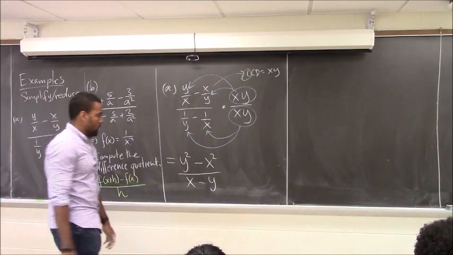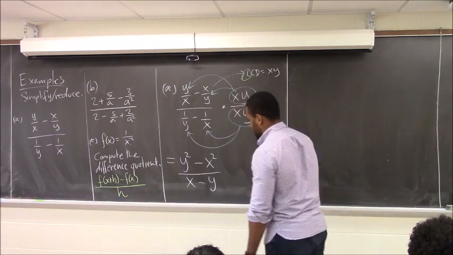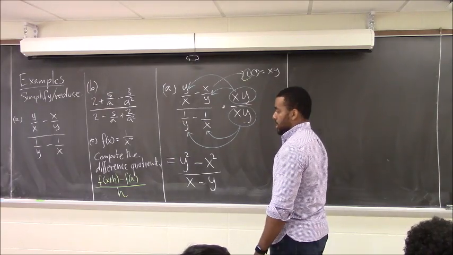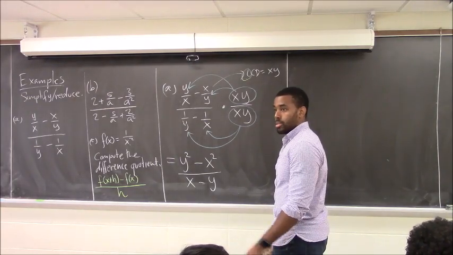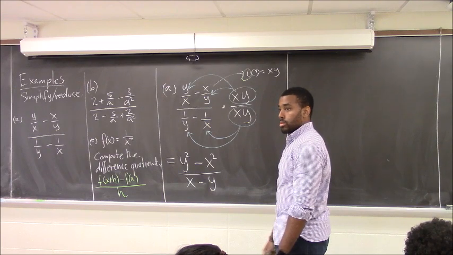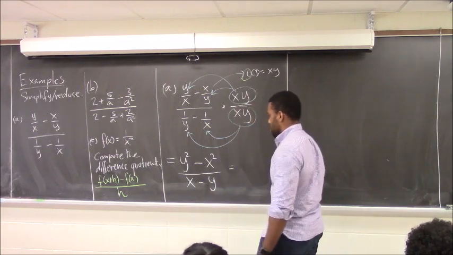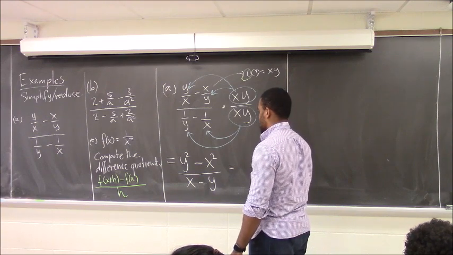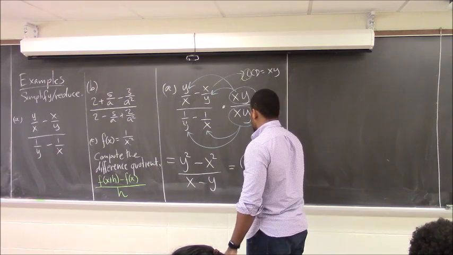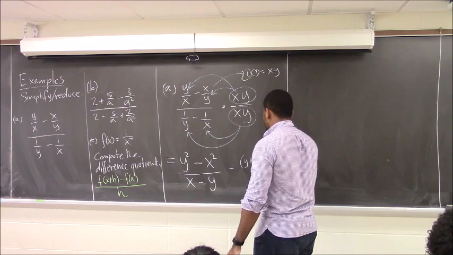We can go further. What do we do? You simplify. You can simplify that. Yeah? You can factor the numerator out. So it would be y plus x and y minus x. Right, that's the difference of squares.